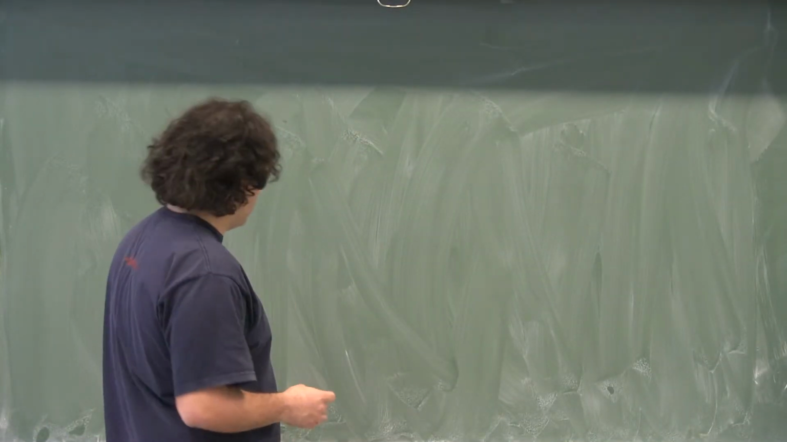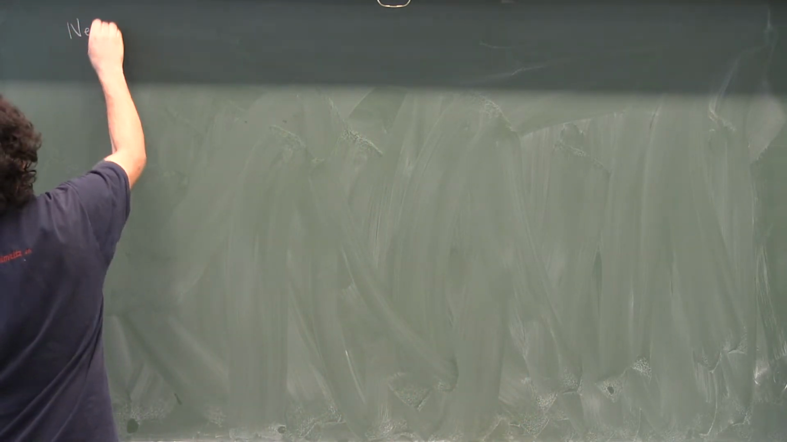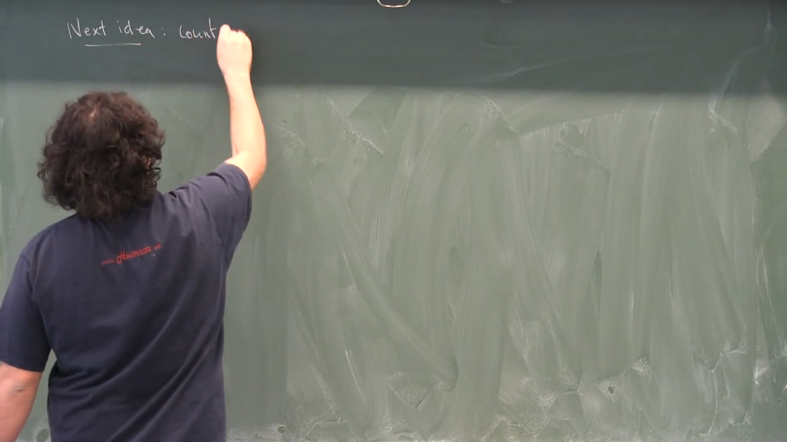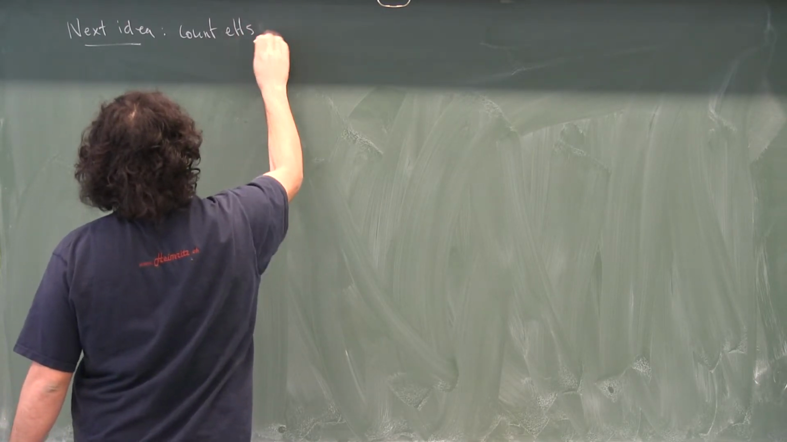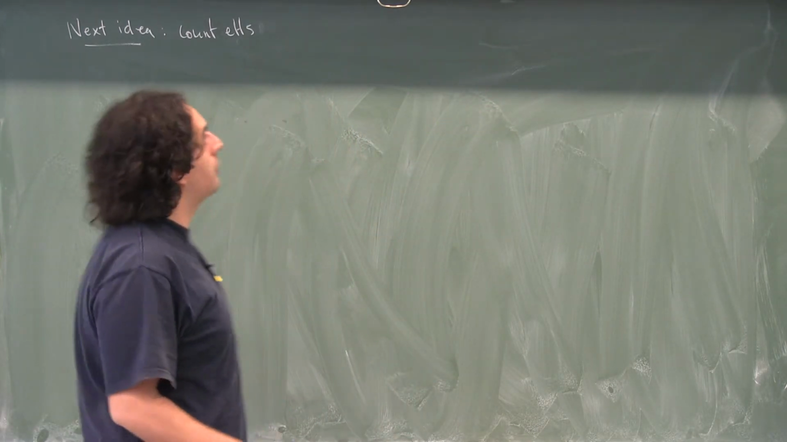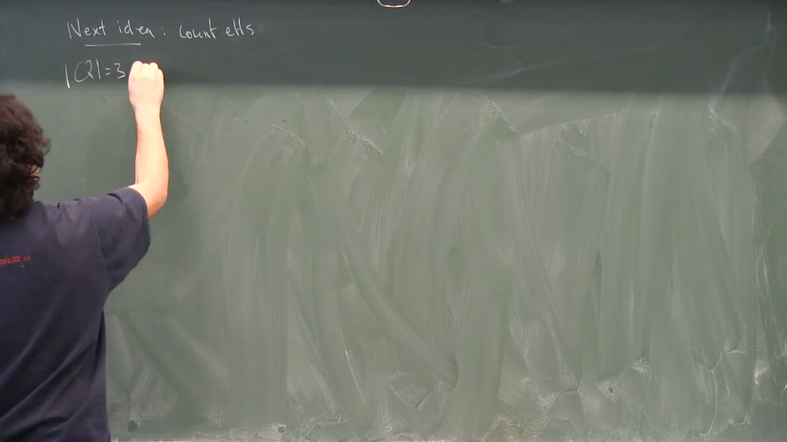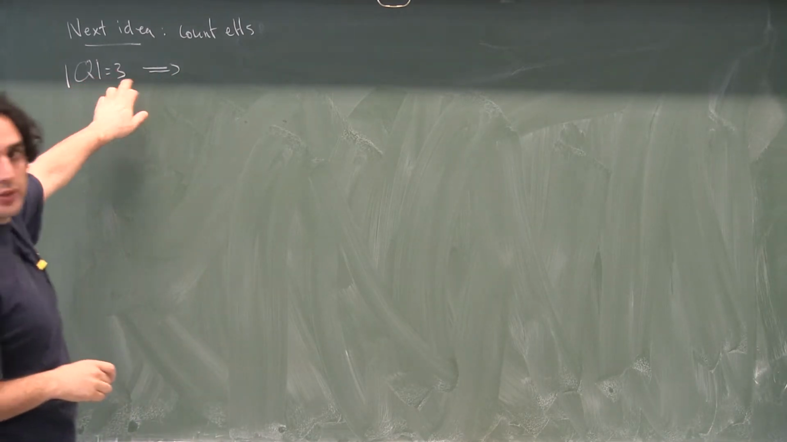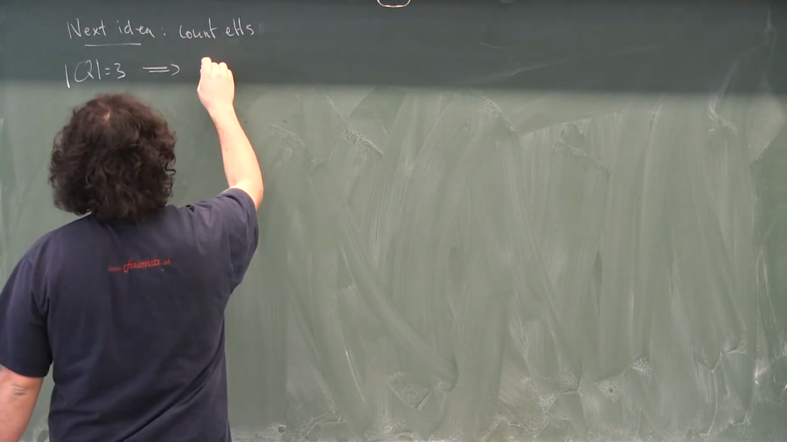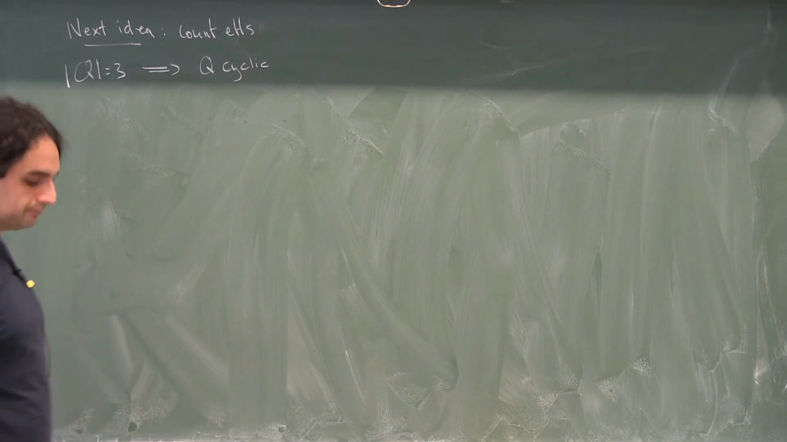What do we do next? We want to count elements. What do I mean by this? Let's look at these 3-Sylows. So Q is a 3-Sylow. The fact that it has order 3, and 3 is prime, any group of prime order is cyclic. So this implies that Q is cyclic of order 3.